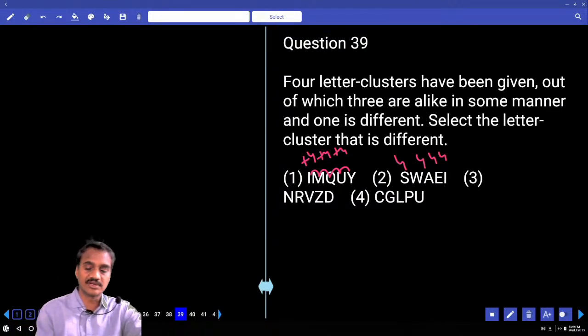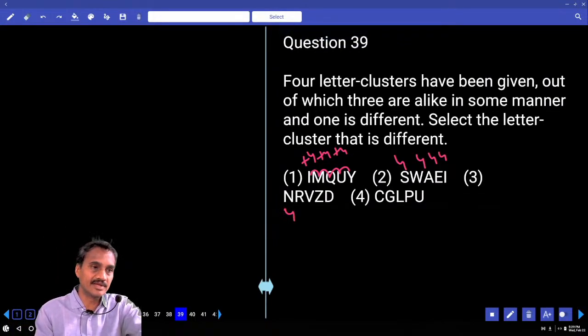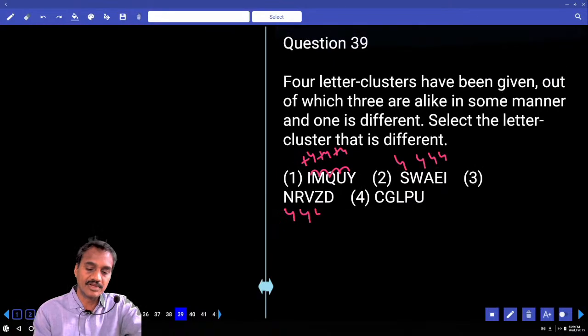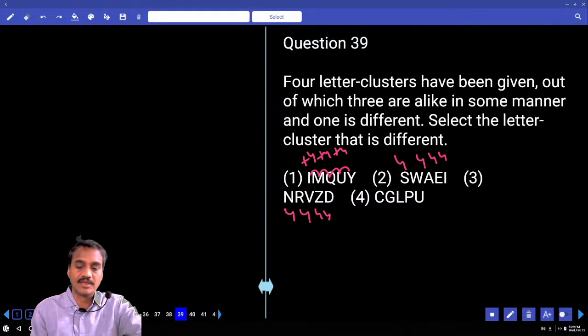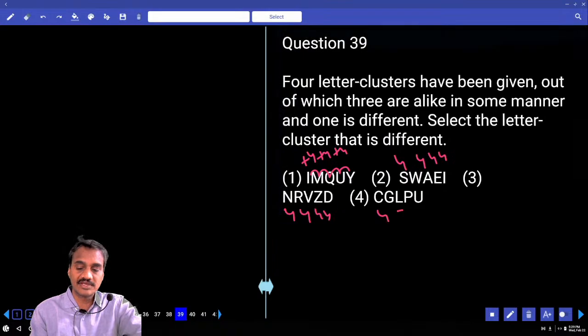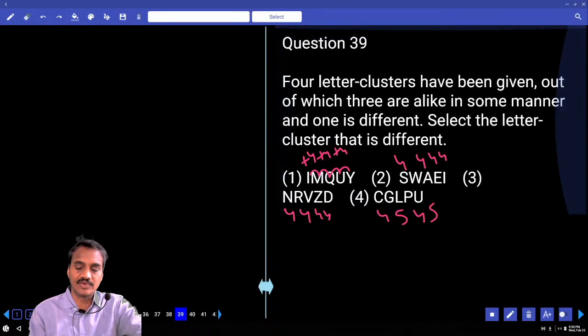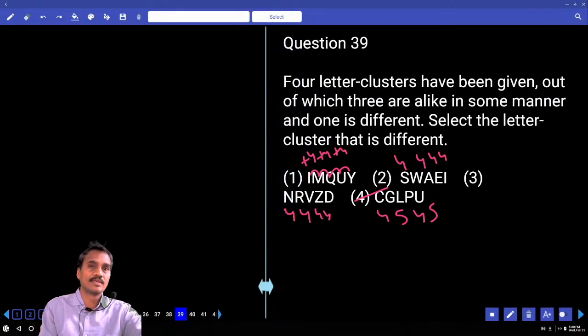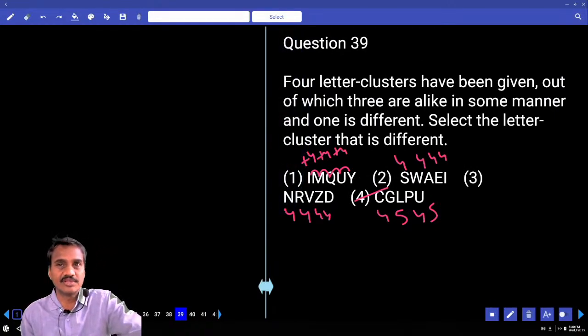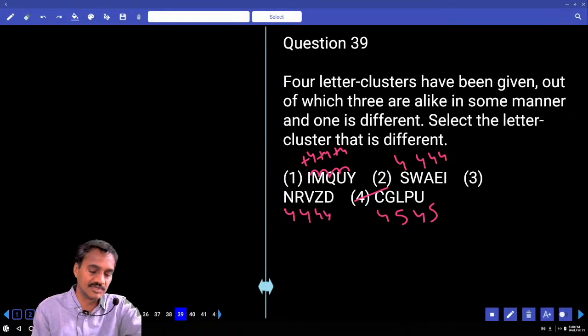Then the choice N, R, V: 4. N and R 4, R and V 4, and here again the difference is 4. And the next one, C and G 4. G and L, the difference is 5. L and P 4 and P and U 5. Then what is the answer here? Choice 4. Except in choice 4, in the remaining the difference between the letters is 4, which is common.